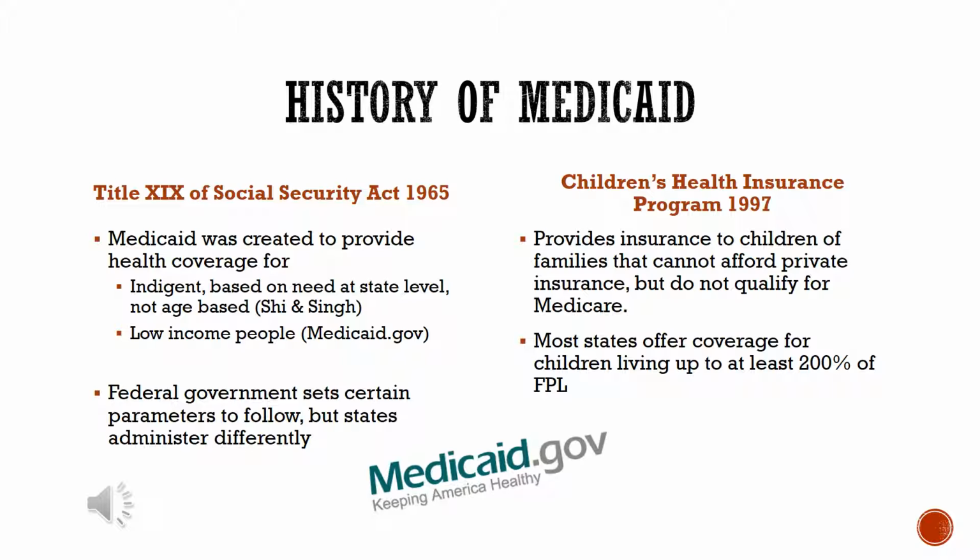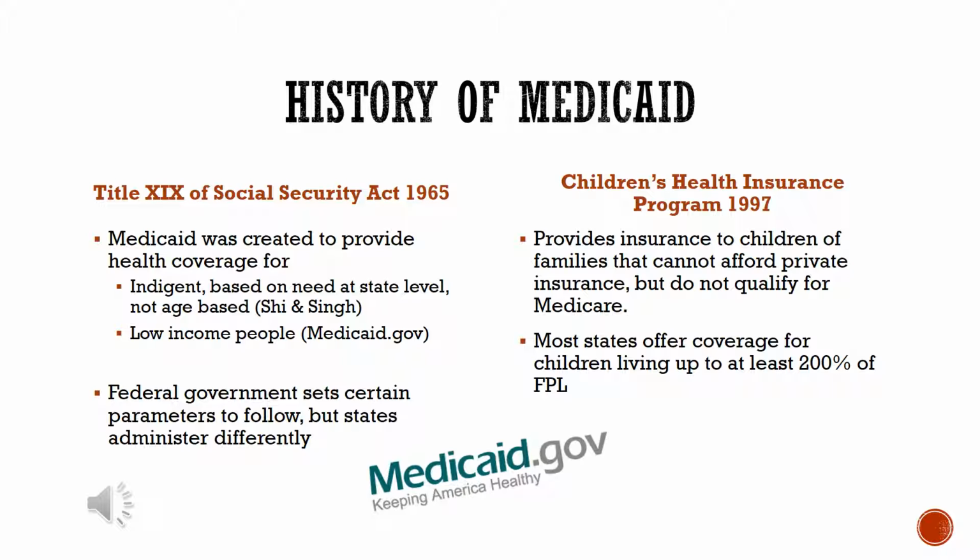Medicaid was created as part of the Social Security Act in 1965. It was created to provide health coverage to the indigent population and to low-income people. The federal government sets guidelines, and within these, each state can decide how to implement Medicaid. This means that Medicaid will look different from state to state.